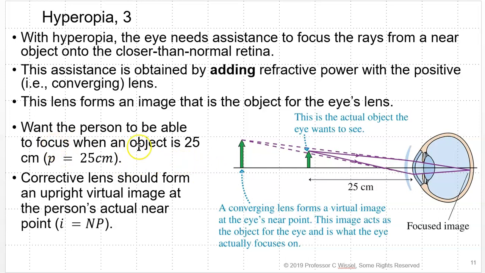You want the person to be able to focus when the object is 25 centimeters, that is a distance of 25 centimeters. A corrective lens should form an upright virtual image at the person's actual near point, which should be out here. And when this happens, hopefully the focused image comes right to the retina and therefore can be seen without being fuzzy.